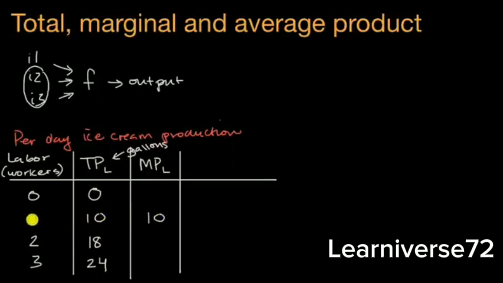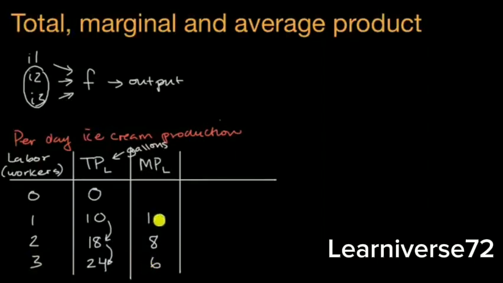Now what about when I go from 1 worker to 2 workers? Well, then I go from 10 to 18 gallons. So that second person gets me an incremental 8 gallons per day. And then as I go from 2 people working there to 3 people working there, my total product goes up by 6. So my marginal product of labor for that third worker is going to be 6.